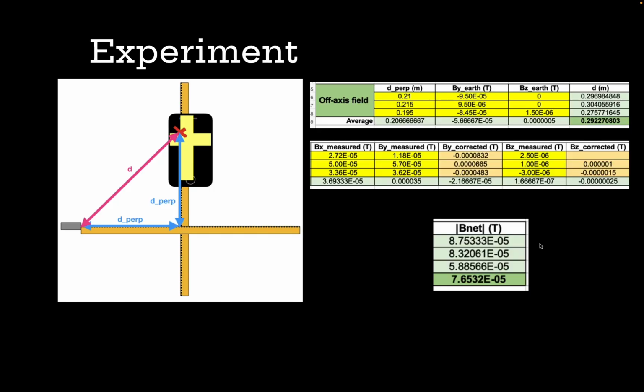And so after that part, we moved the iPhone up by the same d perp distance, and then we redocumented what our y component was and what our z component was. And then by adding our previous y and z components, we were essentially able to correct our values, and that is what got us our B net. And our average for that is 7.653 times 10 to the negative 5.